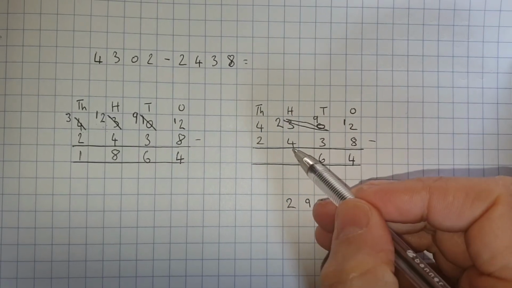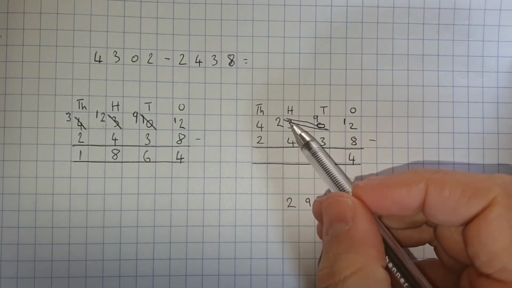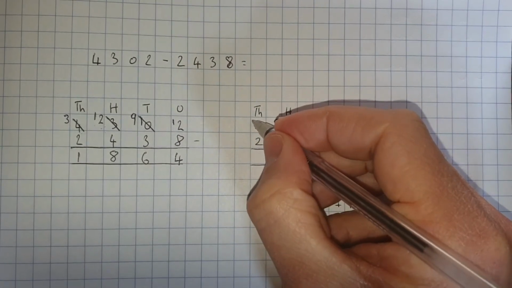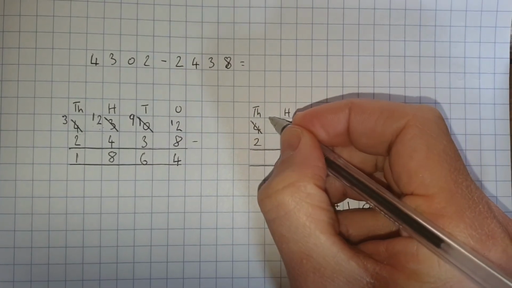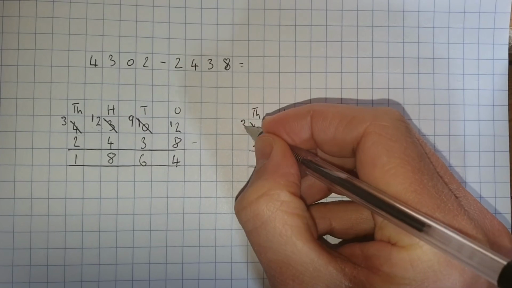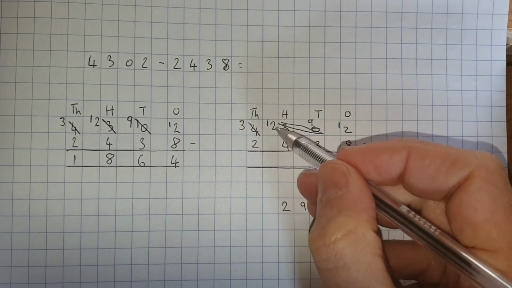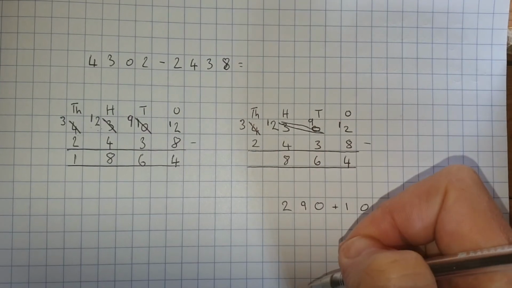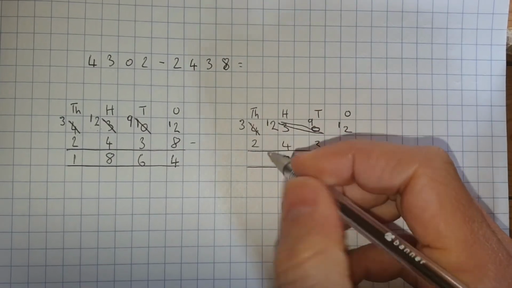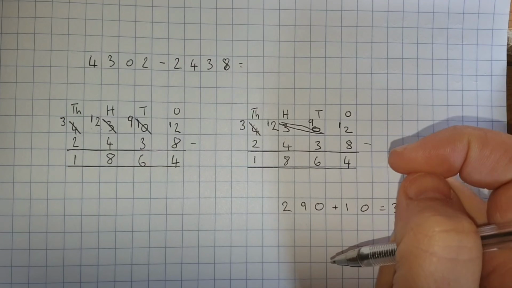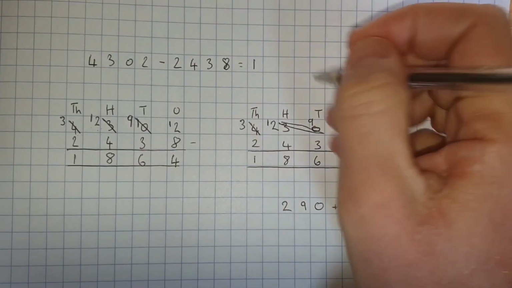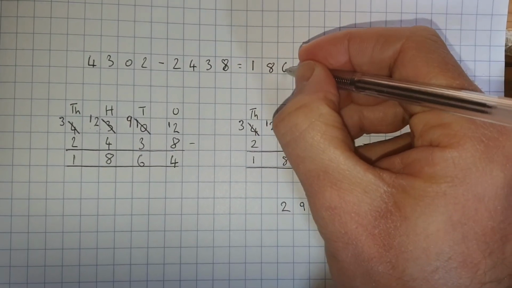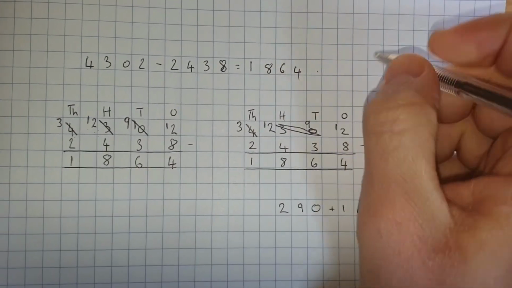As we've seen before, 400 is larger than 200. So I'm going to exchange from here, put a set of 1,000 in, leave me with 3,000 there. 1,200 or 12 sets of 100 take away 400 is 800. 3,000 take away 2,000 is 1,000. So my answer is 1,864.